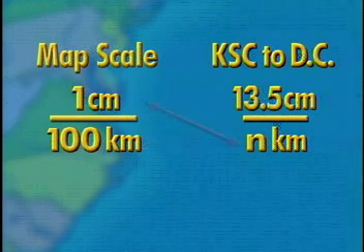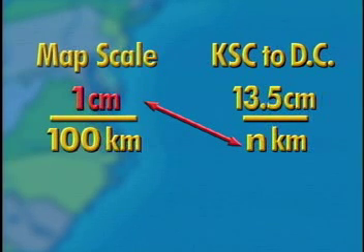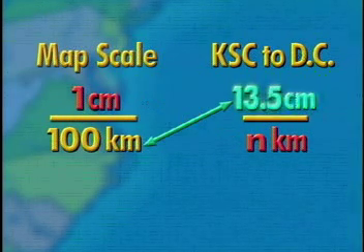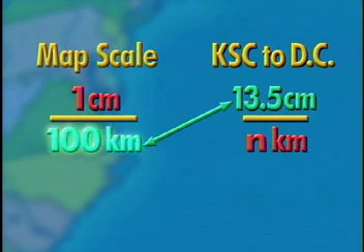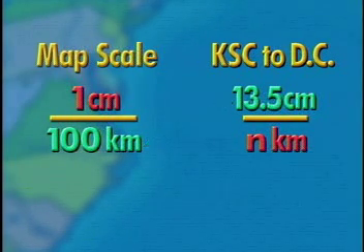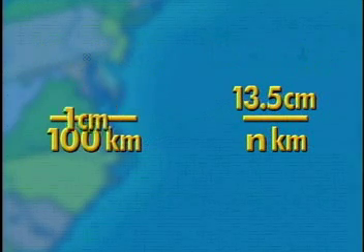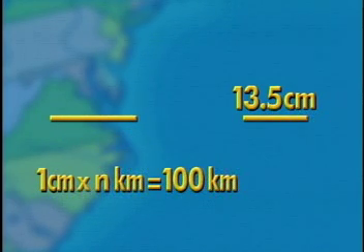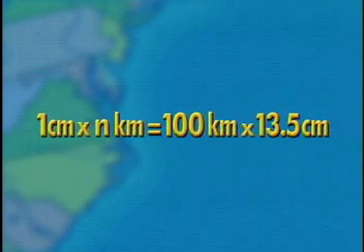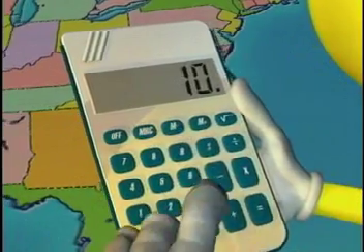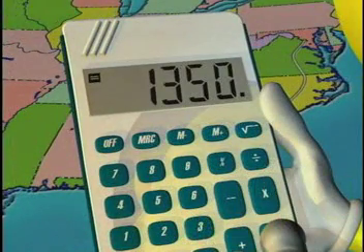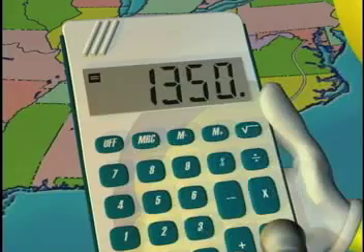In other words, the product of the top value from the first ratio and the bottom value from the second ratio is equal to the product of the top value of the second ratio and the bottom value from the first ratio. We can write the cross product as 1 centimeter times n kilometers equals 100 kilometers times 13.5 centimeters. Using multiplication, Norbert calculated the actual distance between Kennedy Space Center and Washington, D.C. to be about 1,350 kilometers.